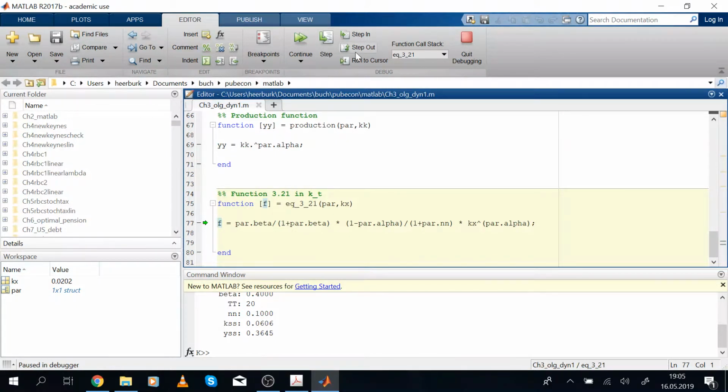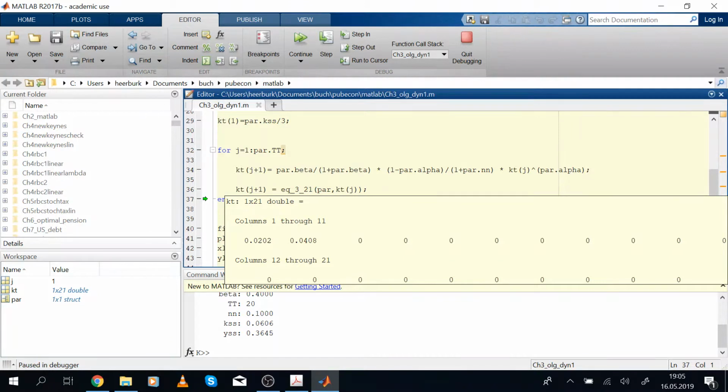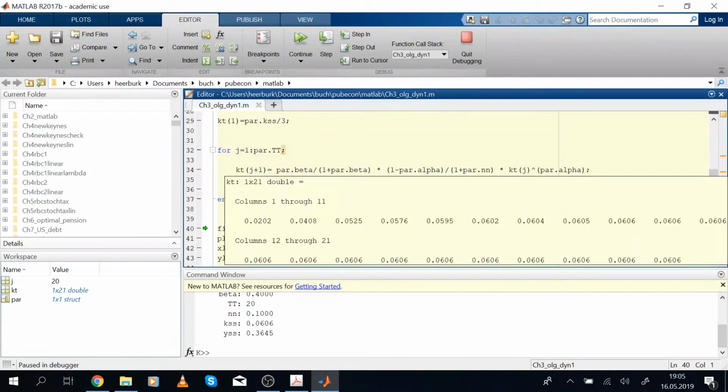So let's step out of this function again, and of course this has the same effect on the value of kt2. It's assigned the value 0.04. Now we go through this loop 20 times, but it is a little bit annoying to press the step button 40 times. So let's put the cursor on top of the command figure and press, in the menu, run to cursor. So we have assigned the 21 values to the vector kt, which stores the dynamics of the capital stock.